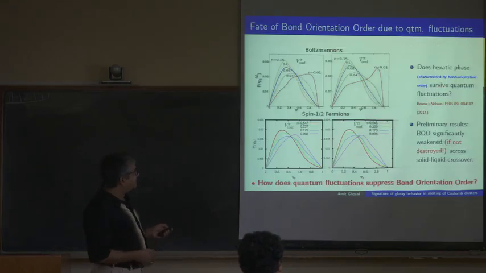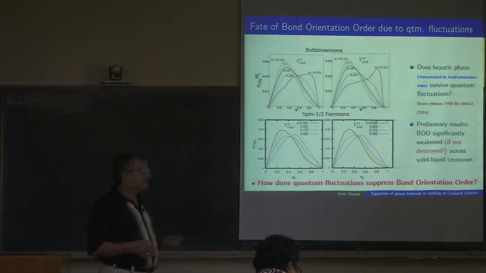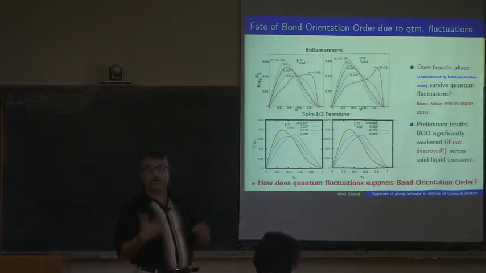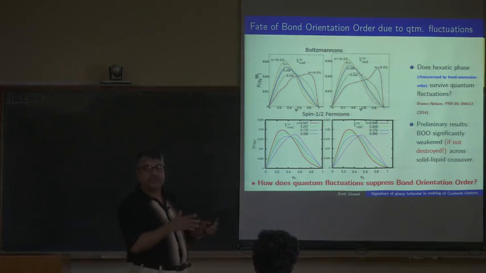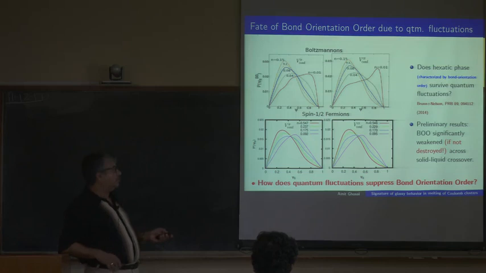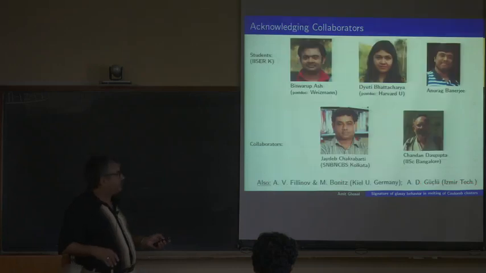And what is very interesting is that we have an initial preliminary result which says that the quantum fluctuations actually weaken the bond orientational order altogether. It's suppressed. If you were to calculate the bond orientational order, it would have very little value. So we will be looking into this for some time.